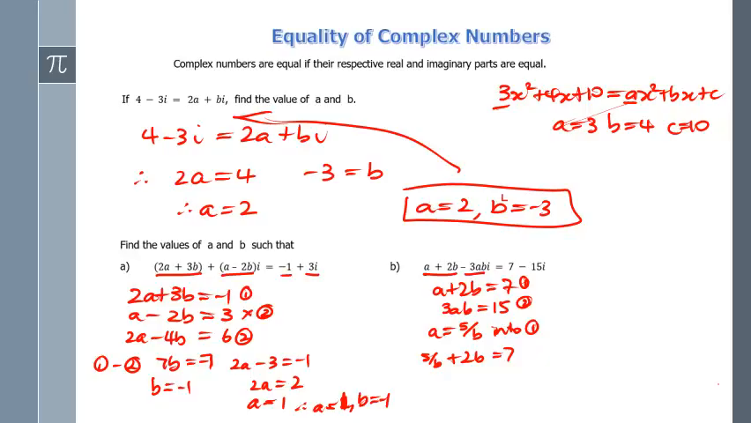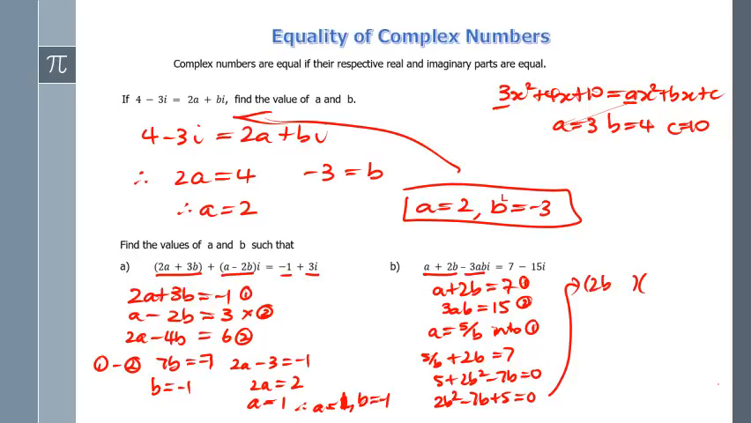Okay, I get 5 on b plus 2b equals 7. Multiply everything through by b. So I get 5 plus 2b squared minus 7b equals 0. I just brought the 7 across to the other side and multiplied it by b. I'm going to end up with 2b squared minus 7b plus 5 equals 0. Let's bring it up here. Okay, what does that factorize to?